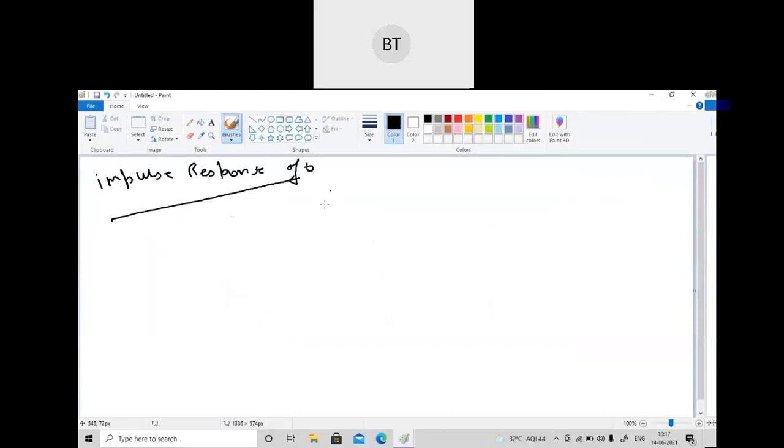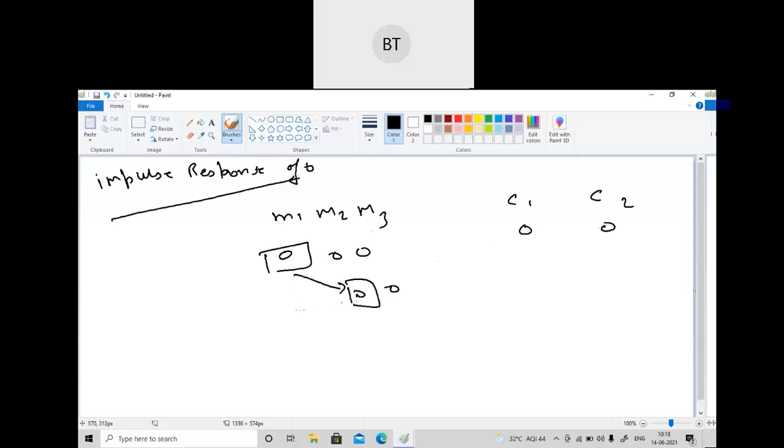Same thing we'll write here: M1, M2, M3, and C1, C2. In the reset state, first of all, everything will be 0. Now I'm starting with 0 only. This 0 will be there, 0, 0, 0. So this 2 will also be 0. Then this 0 will be shifted here, so we'll get 0, 0, 0. This will be 0, 0. Then in the last step, it will also be 0, so it is 0, 0.